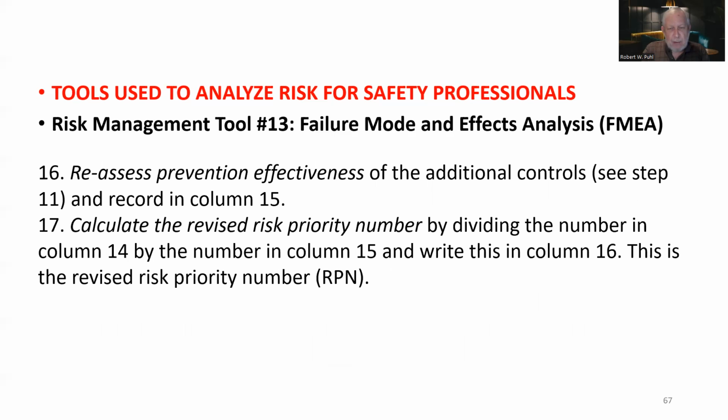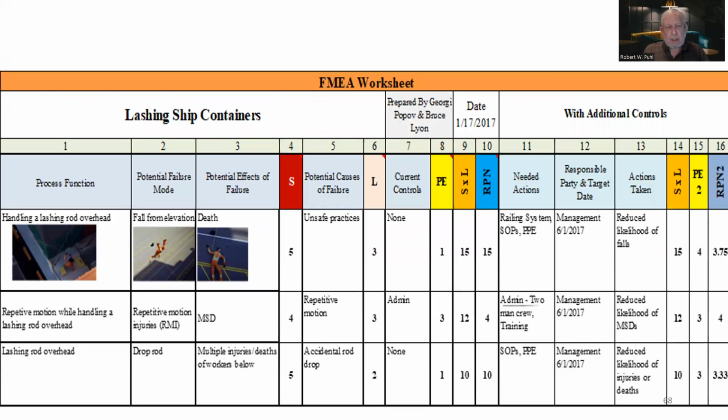Calculate the revised risk priority number by dividing the number in column 14 by the number in column 15 and write this in column 16. This is the revised risk priority number. So this is what the whole thing looks like. We did up to 10 on this one.